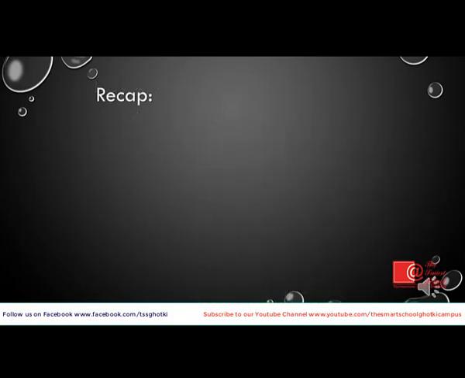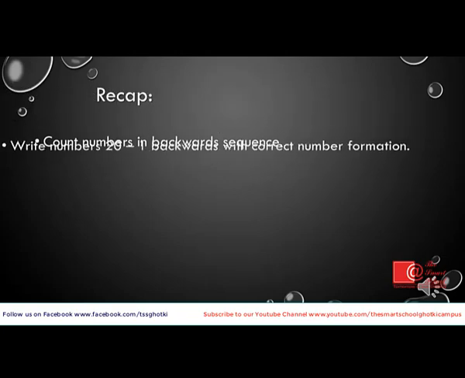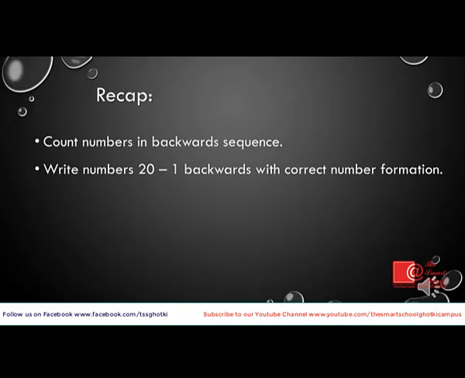Let's revise what we have learned. In this lesson, we have learned to count numbers in backward sequence, write numbers 20 till 1 backwards with correct number formation.